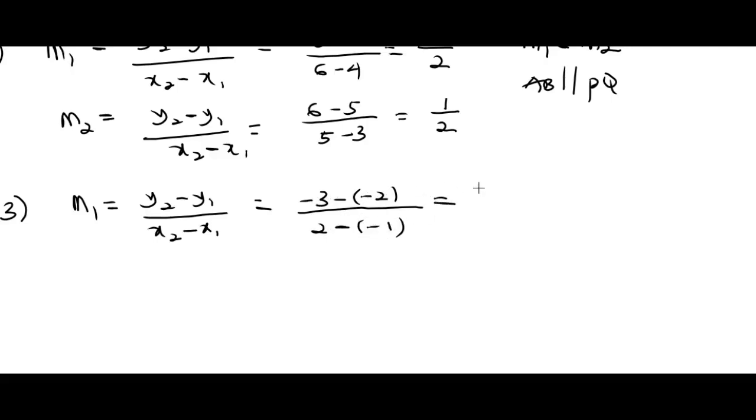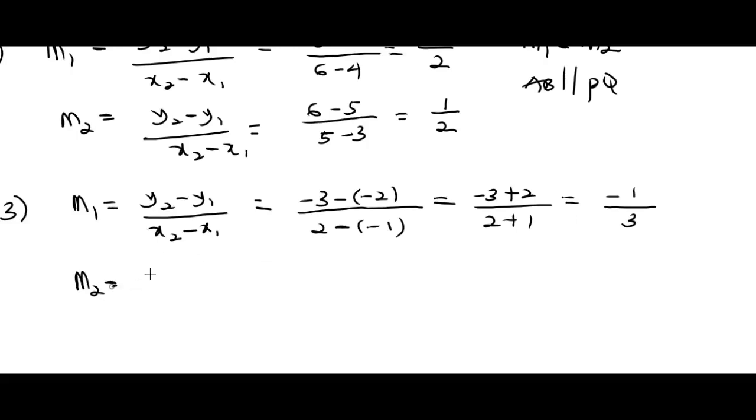So -3 minus -2 is -3 plus 2, because minus times minus is plus. Then 2 minus -1 is 2 plus 1. So -3 plus 2 is -1. 2 plus 1 is 3. So the slope of AB is -1 over 3.